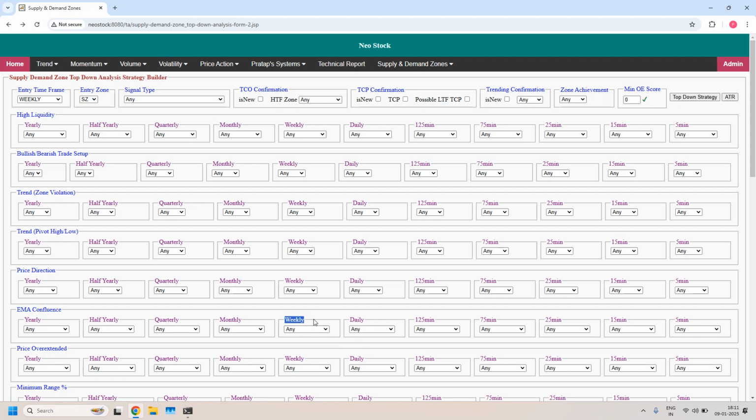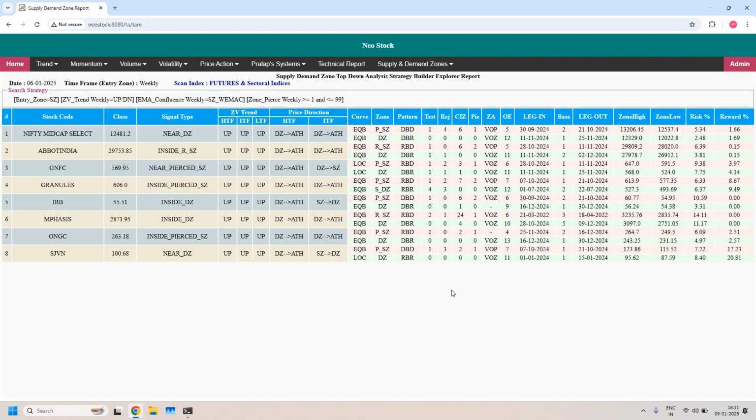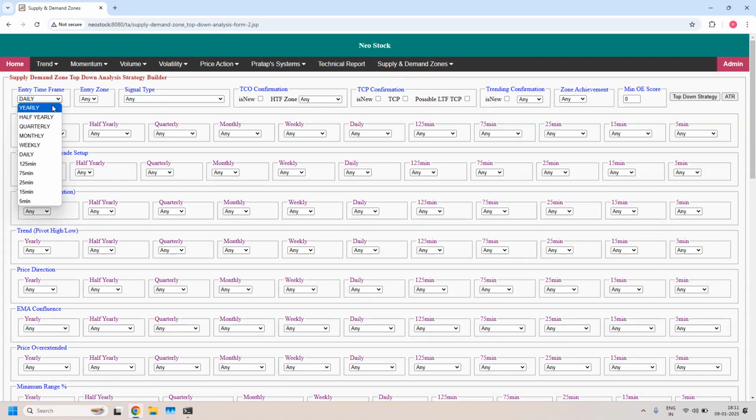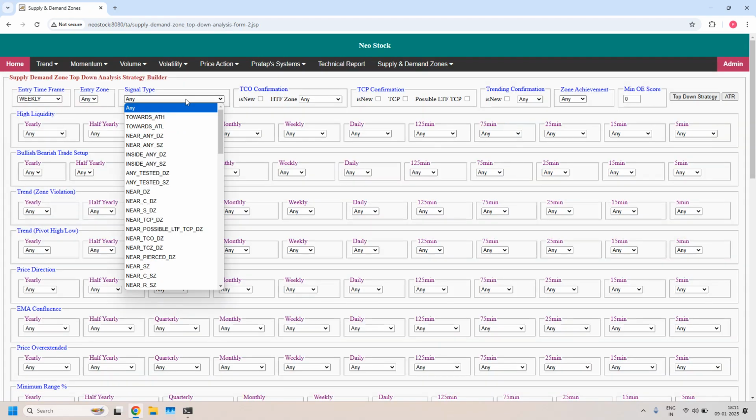Weekly time frame, weekly supply zone having weekly EMA Confluence, and the trend on weekly time frame should not be sideways. It can be up or down. We got 8 stocks. These 8 pierced supply zones have EMA Confluence. Okay, next, price closed inside the zones on weekly time frame.